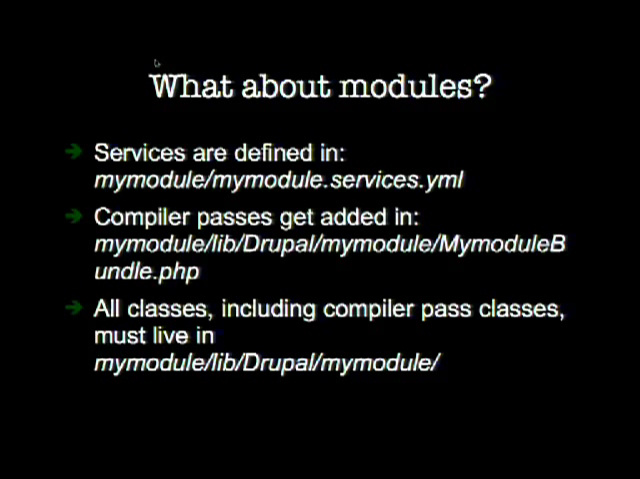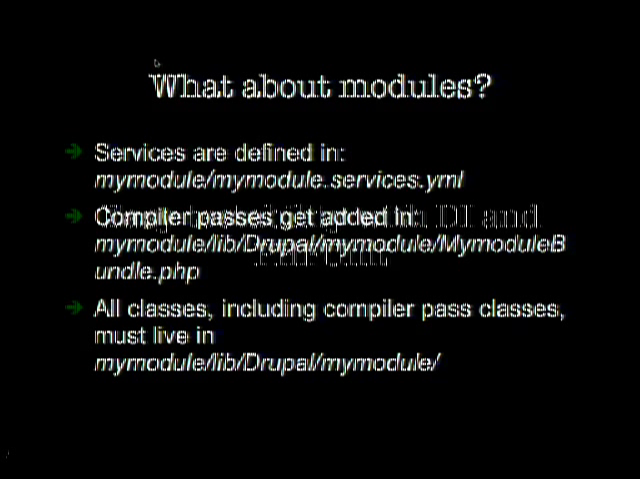And then for your modules, if you want to write some nice decoupled classes and have them wired into the container, if you want to define them as services, you'll have a YAML file for them. And then, if you want to use that compiler pass mechanism, you'll need a bundle class as well for your module. And all classes, including compiler pass classes, need to live in a particular directory. That's tied into the PSR-0 standard that we're using for namespacing classes so that our autoloader knows where to find them.